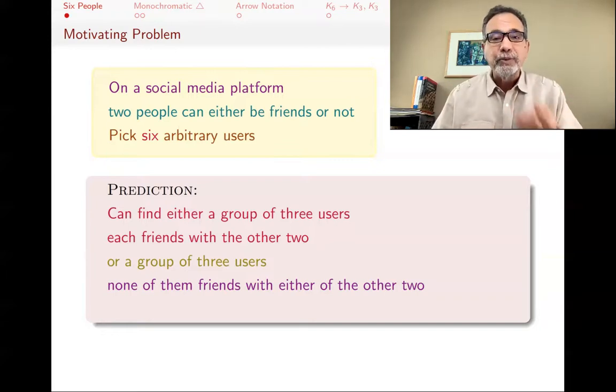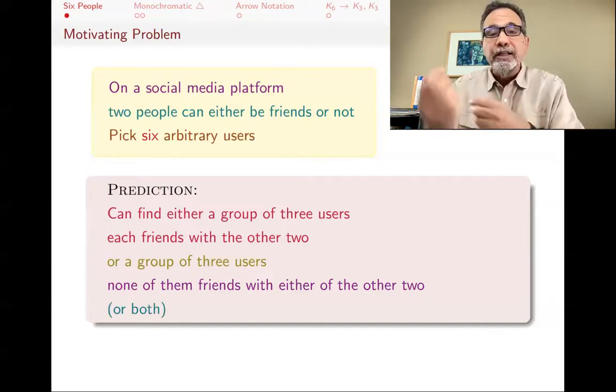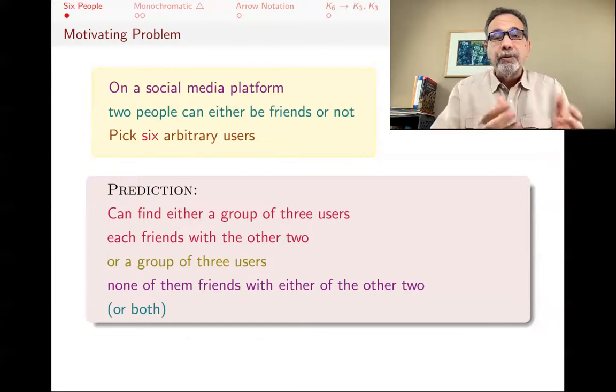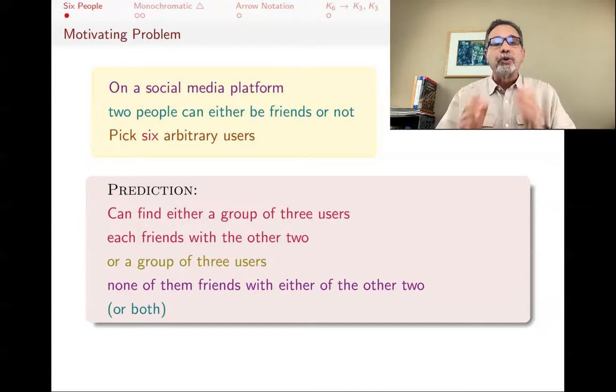By the way, in mathematics, whenever we say "or", it's an inclusive or, so it could be both. Maybe I can find you 3 people such that all 3 are friends with each other, and 3 people such that none of them are friends with each other. But I will be able to do at least one or the other.